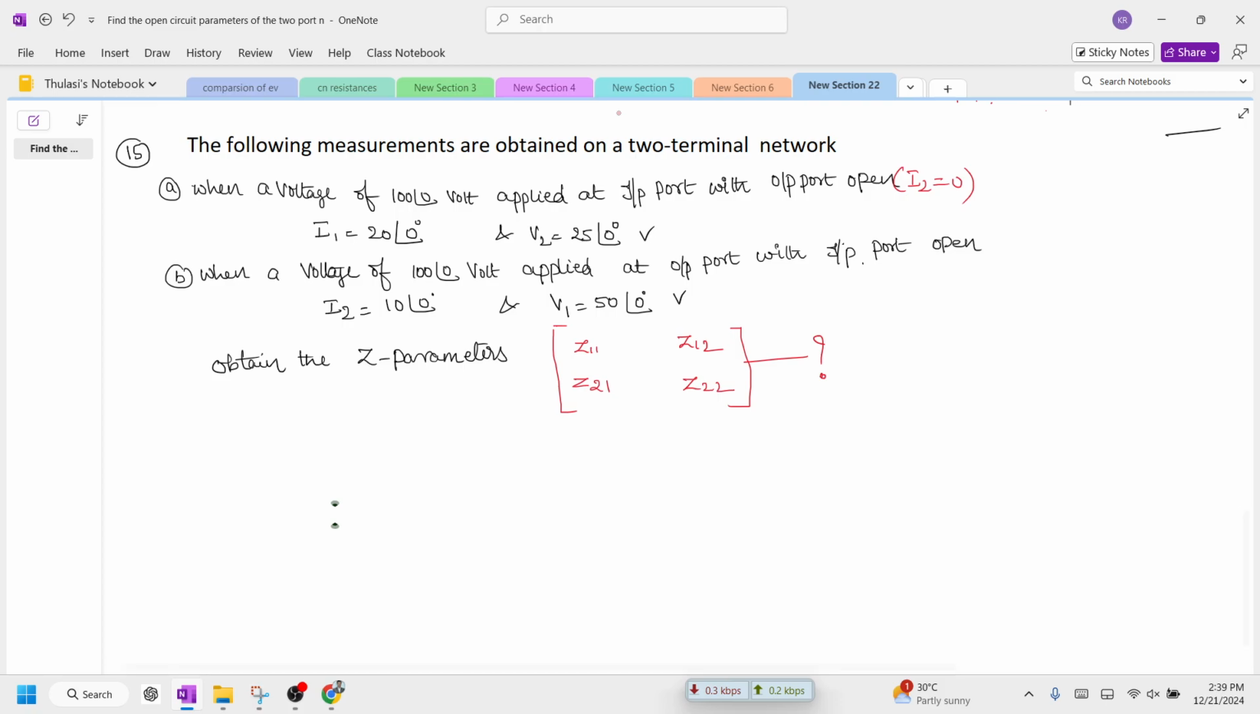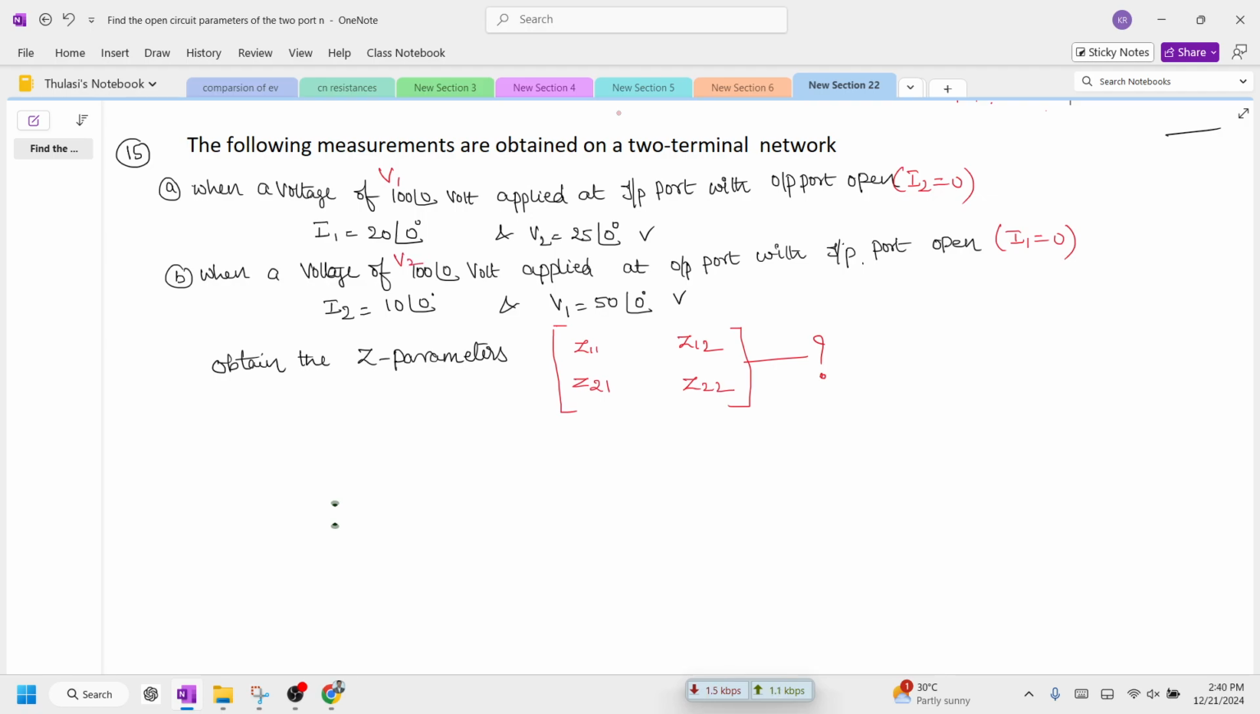Then input current and output voltage are given. Again, when a voltage of the same 100 volts is applied at the output port with the input port open, input port open means I1 is equal to 0. When a voltage of 100 volts is applied at input, what is this value? V1 value. When a voltage is applied at the output port, what is this value? V2 value. So I2 and V1 are given.